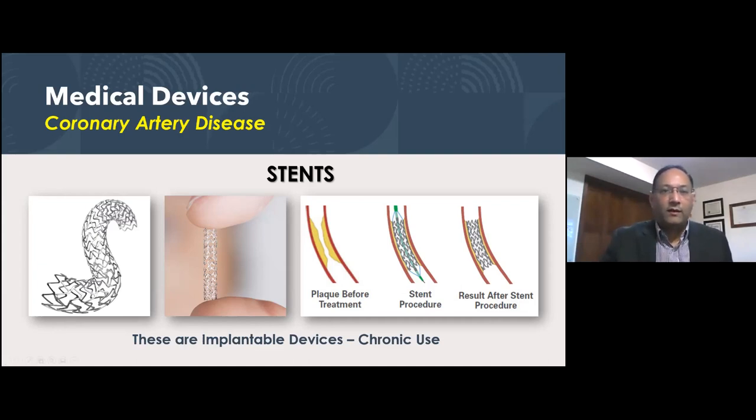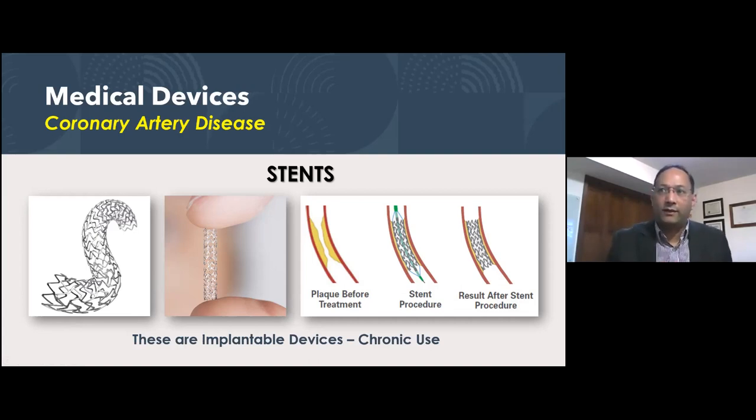In order to minimize the inflammation, these days there's a large number of families of drugs that are actually put on these stents. So these are drug-coated stents. And these stay forever.